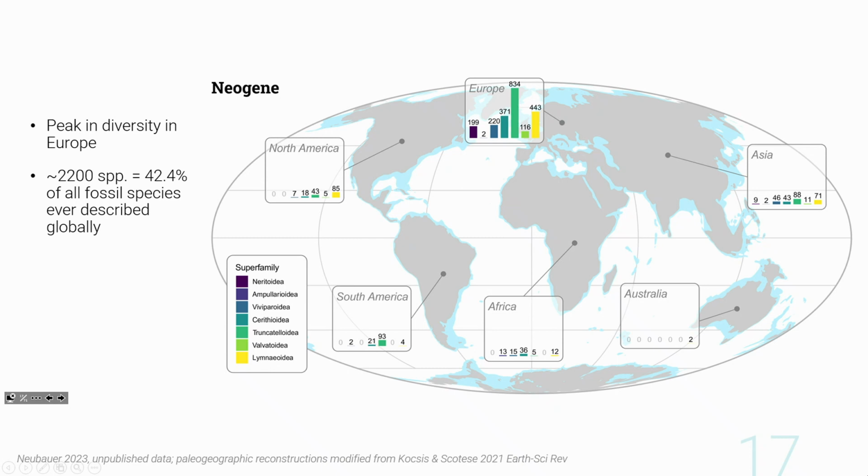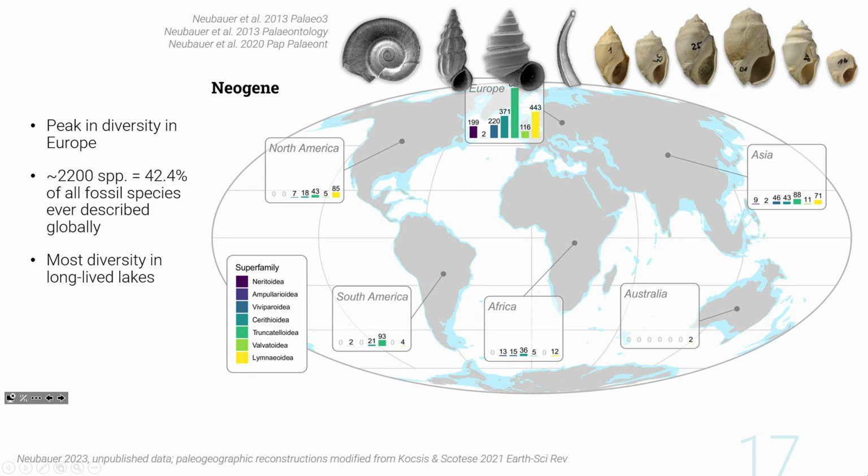This tells you something about preservation and research bias. But we also have a high diversity in these long-lived lakes, because we also have a high number of long-lived lakes in the Neogene of Europe. So a lot of these high numbers is also real to some extent.